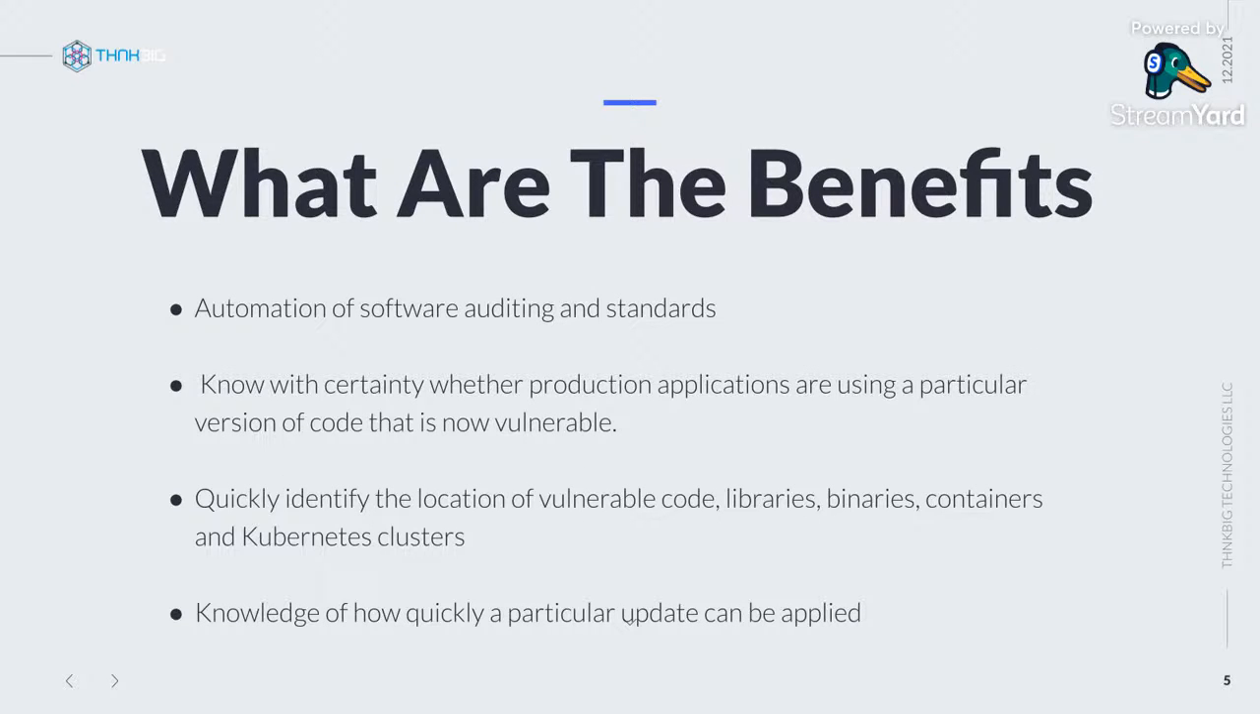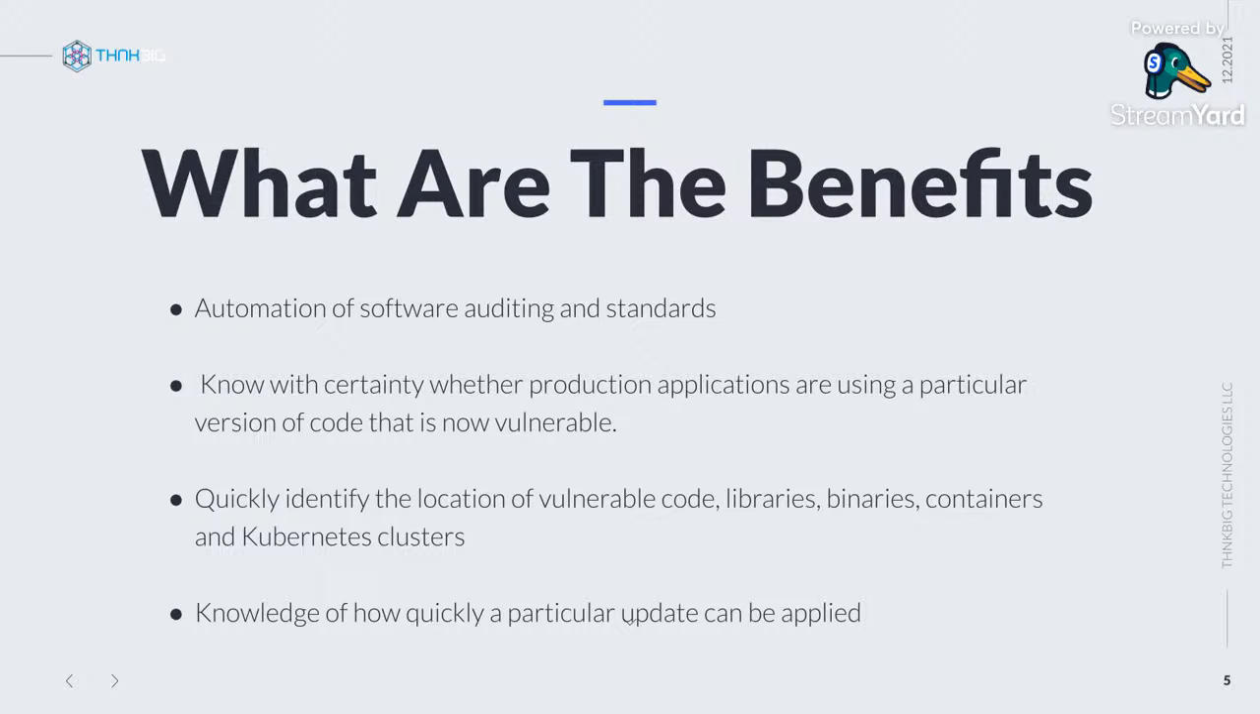So what are the benefits? Well, first off, the automation of software auditing and standards. It's the first big main benefit. We can now automate these processes instead of manually grepping and looking through logs and versions and things of that nature. We also get to know with certainty whether production applications are using a particular version of code that is now vulnerable, and quickly identify the location of vulnerable code, libraries, binaries, containers, and Kubernetes clusters.